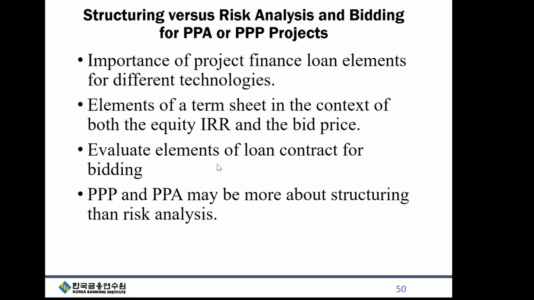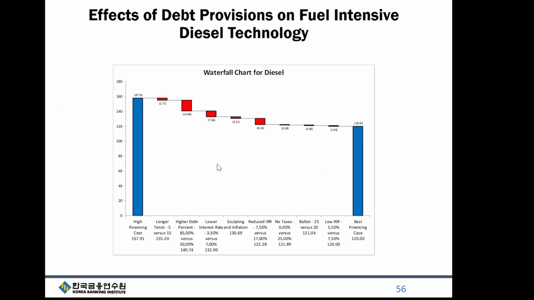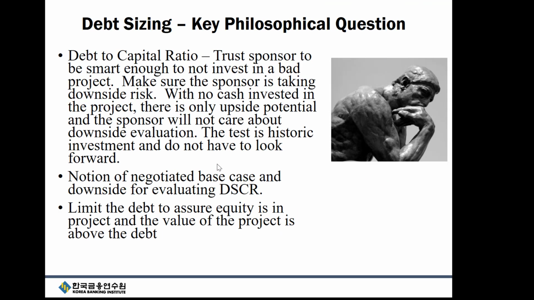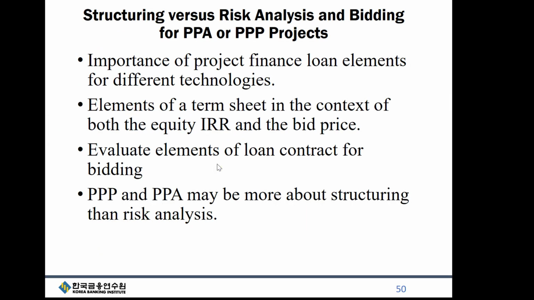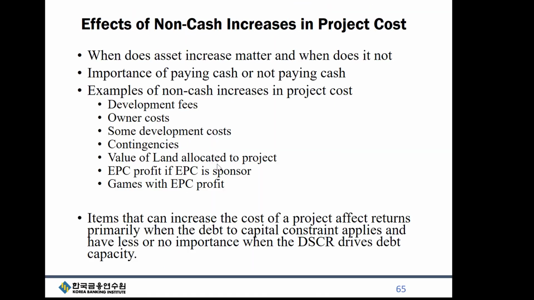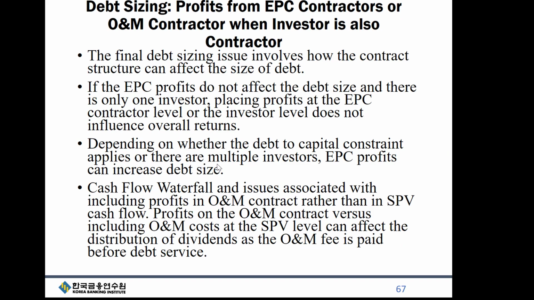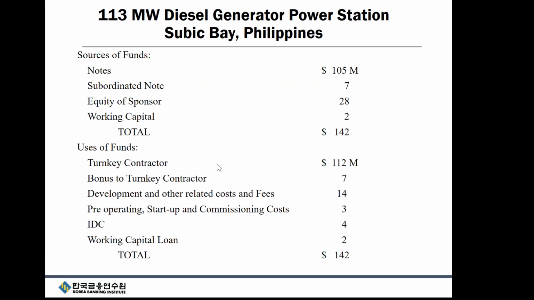Now, let's go through loan structuring. I am going to make 2 or 3 points. Number 1, of course, I'm going to talk about sizing debt with DSCR versus debt to capital ratio. There, I have a Rodin statue, to think about the philosophy. Then when I talk about loan repayment, I'm going to talk about how it really works this time instead of just my simple modeling. And I'll talk about development costs.